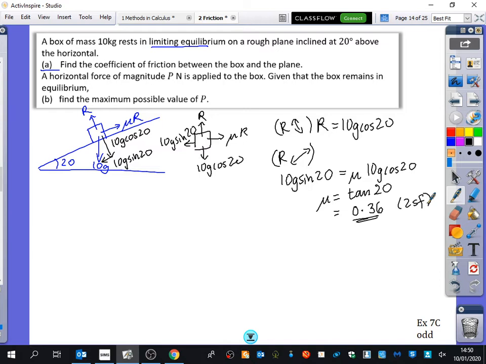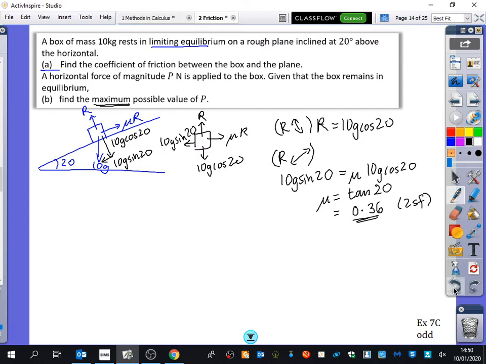So it says, a horizontal force of magnitude P newtons is applied to the box. Given that the box remains in equilibrium, find the maximum possible value of P. Okay, so first of all, it's a horizontal force. Flat, not going up the slope, but flat to the ground. And it wants it to be the maximum possible value of P. Now, they haven't told us if it's pushing it in this direction or in this direction, if it's a push or a pull. You can disregard one of those.